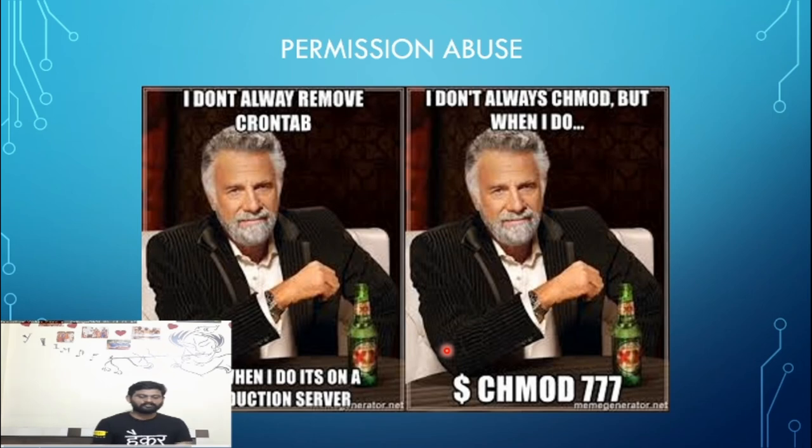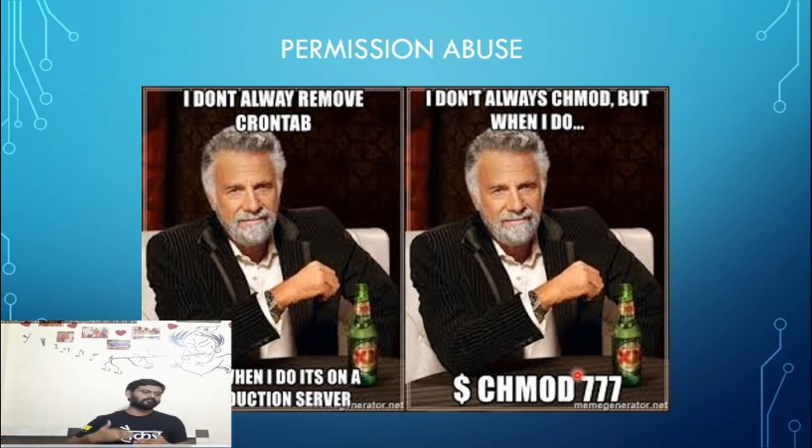I don't always review a crontab, but when I do, it's on a production server. I don't always chmod, but when I do, it's chmod 777. So cron job plus chmod 777 is the deadliest combination with which you can achieve privilege escalation.